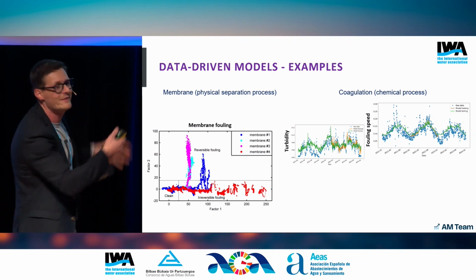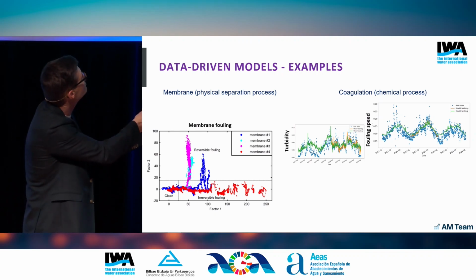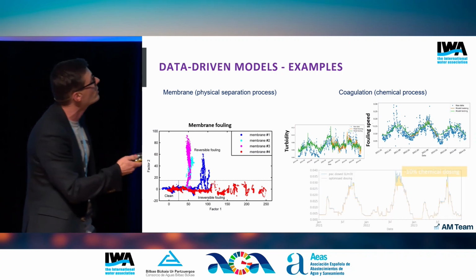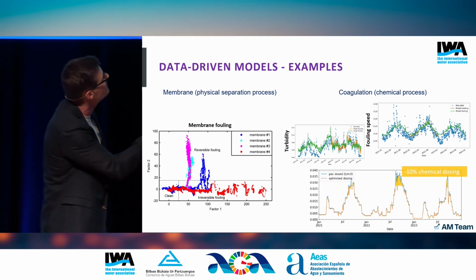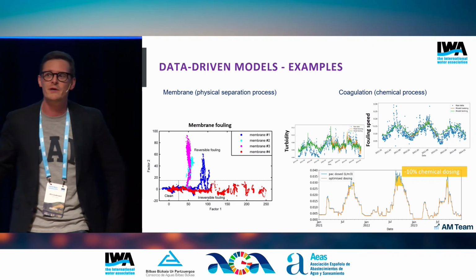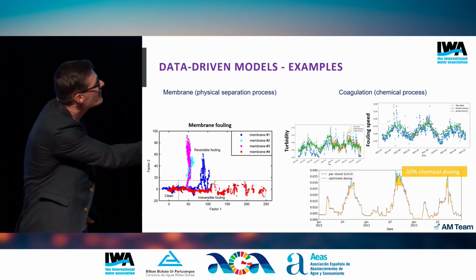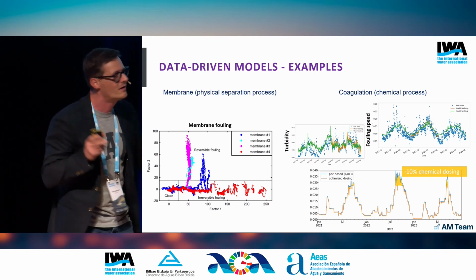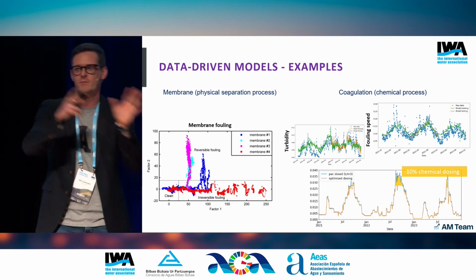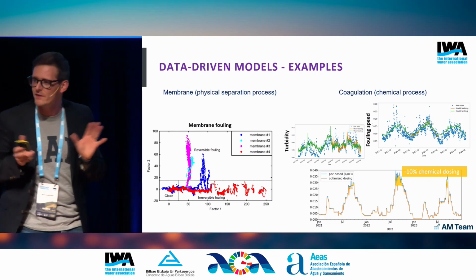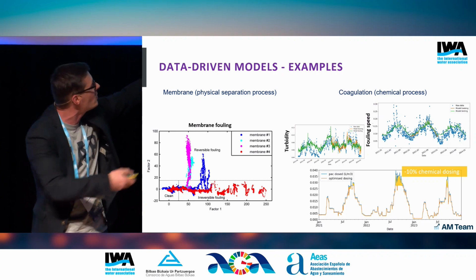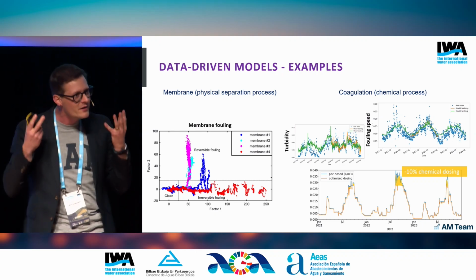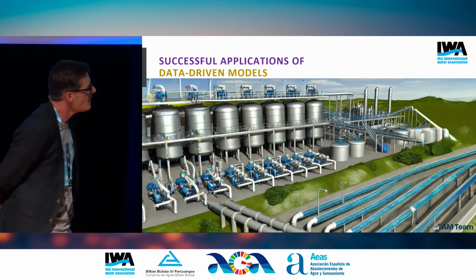For example, predicting membrane fouling, the difference between reversible fouling and irreversible fouling, or a coagulation process, quite complex. You are predicting the turbidity, the falling speed of a filter, and you can save some coagulants, some chemicals. So these are two applications of data-driven mechanistic at the treatment sites and the differences of them. So this is trained on a huge amount of data, and the previous ones were mainly informed by known equations.